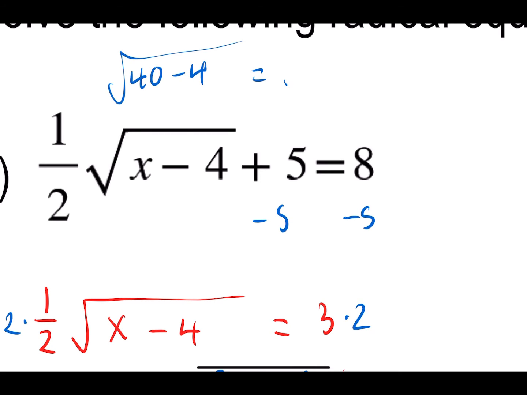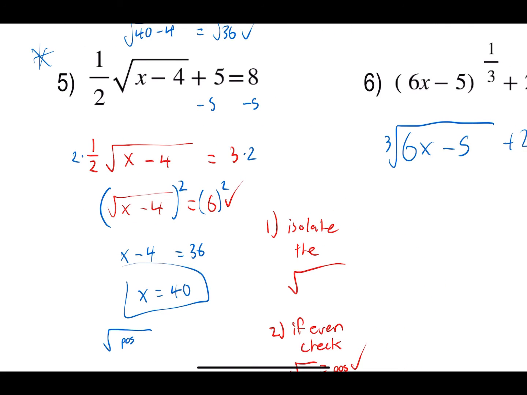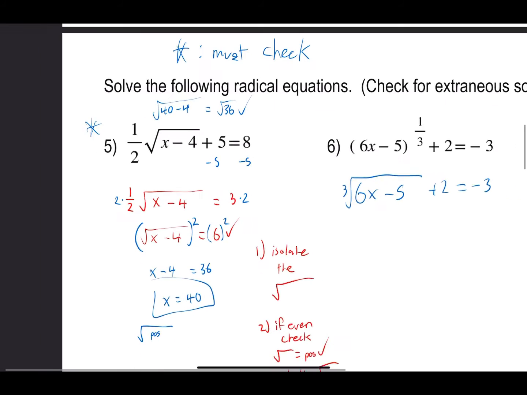Hey, what do you know? It's positive underneath. Check. That is a solution. But it is something that must be checked, because x could be negative, x could be positive, x could be 0. It doesn't matter what x is. It just needs to not make this negative once it's plugged in. Okay.